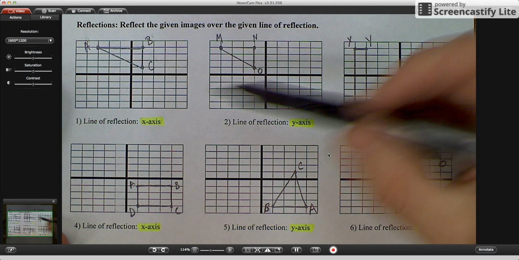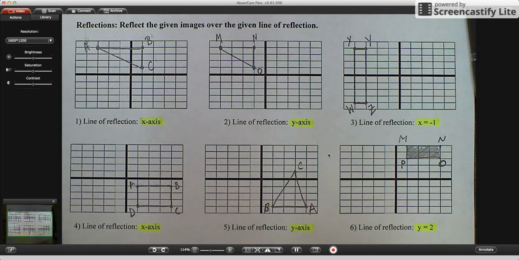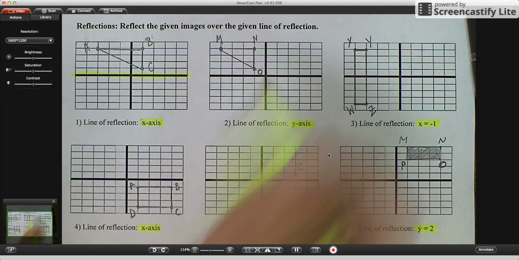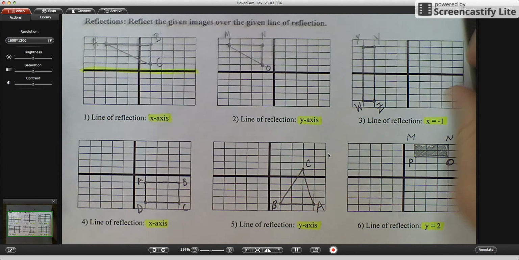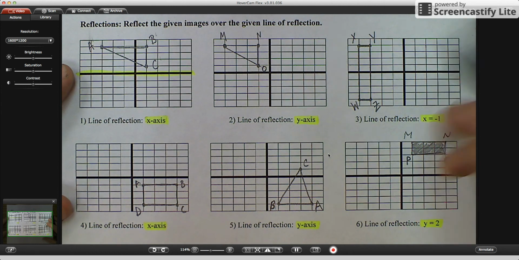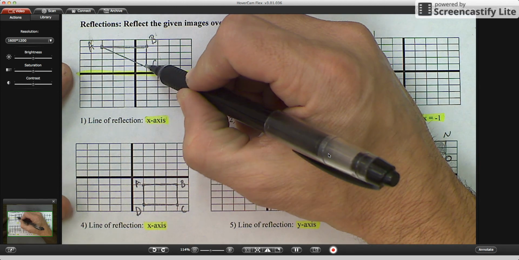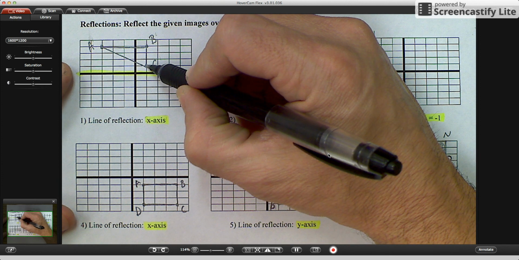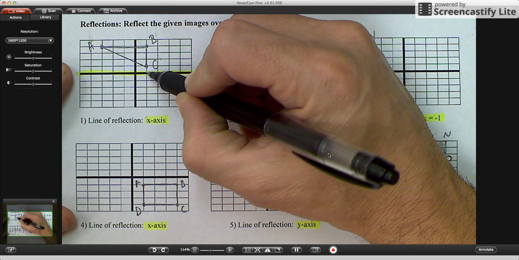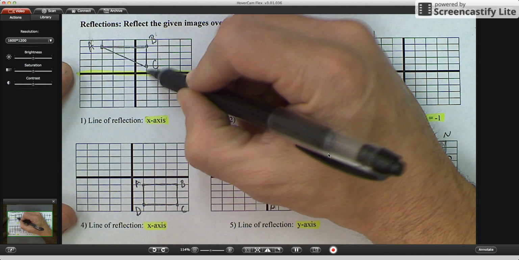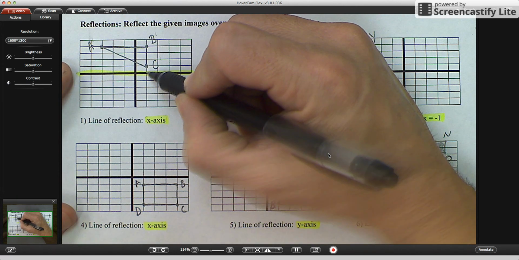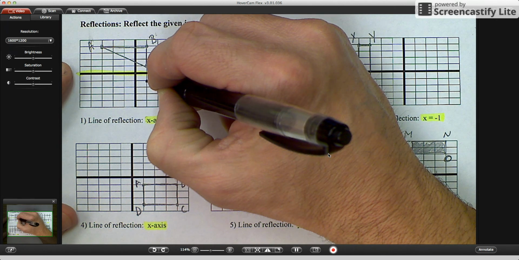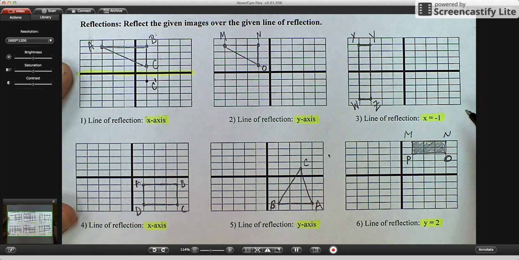So your line of reflection is the x-axis. So what I'm going to do is I'm going to highlight, and I recommend that you highlight every line of reflection. And now we need to flip this shape over. So the easiest way to do it is to take each vertex and figure out how far away you are from the line of reflection. Vertex C is only 1 unit away from the line of reflection. So we're going to count 1 unit in the opposite direction, and I'm going to label it C prime.